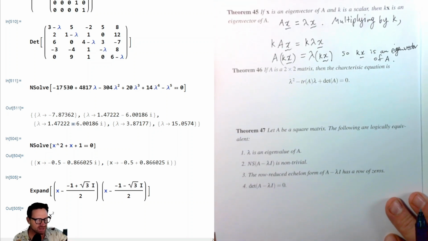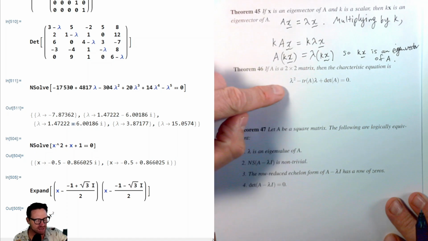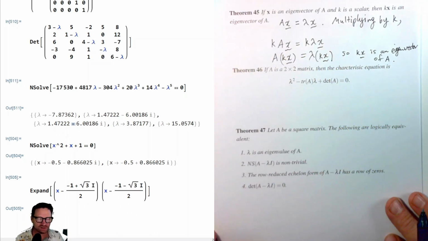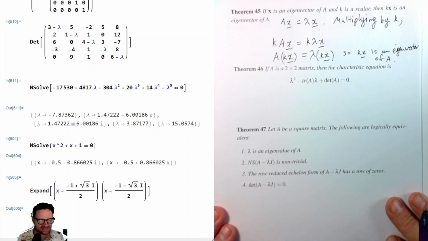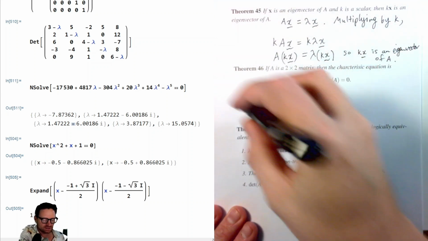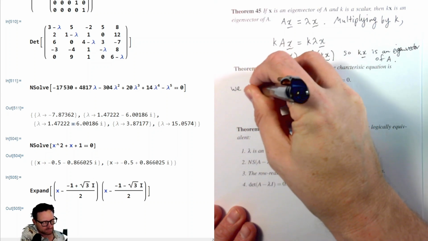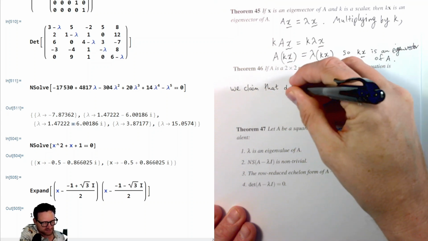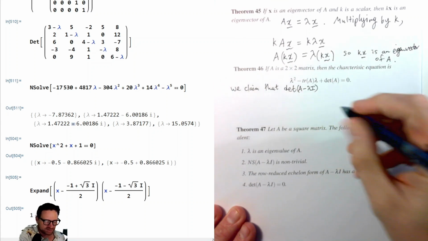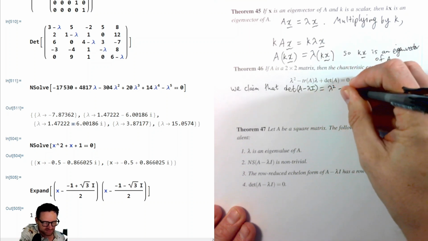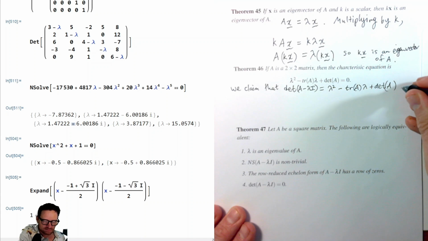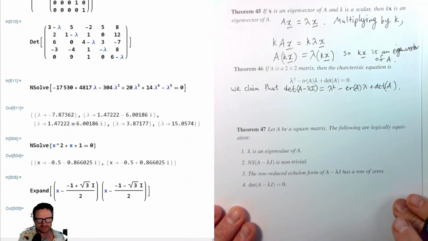Okay, theorem 46. If A is a 2 by 2 matrix, then the characteristic equation is lambda squared minus the trace of A times lambda plus the determinant of A equals 0. So this just predicts, without you having to calculate the determinant of A minus lambda I in general. Okay, so here, let's write, we claim that the determinant of A minus lambda I, where I is the identity matrix, is equal to lambda squared minus the trace of A times lambda plus the determinant of A. Okay, so that's what we're doing here. So let's have a look.